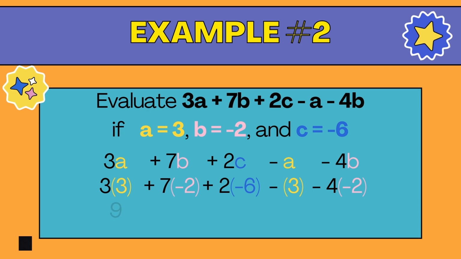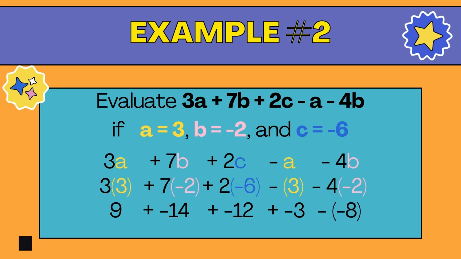Now let's start multiplying. The first term is 3 times 3, which is 9. Then we have 7 times negative 2, so I'm writing plus negative 14. You could also write minus 14. Each of those means the same thing. 2 times negative 6 is negative 12, so again, I wrote plus negative 12, and again, you could have written minus 12 instead. We can just rewrite the term minus 3. I'm changing it to say plus negative 3 just to make my 3 negative numbers look the same.